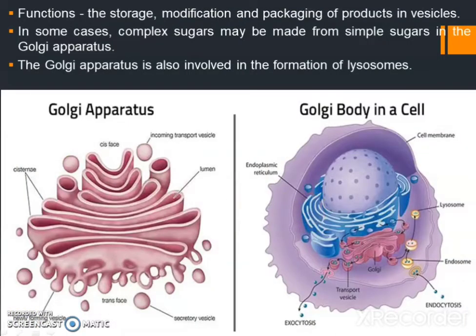What will their functions be? You know that they are receiving materials from the endoplasmic reticulum, so their function is storage. That means they help in storing the substances. Miss has told you that in the Golgi apparatus they will receive the substances from the endoplasmic reticulum and store them in the Golgi apparatus. Okay, and modification can also be done.